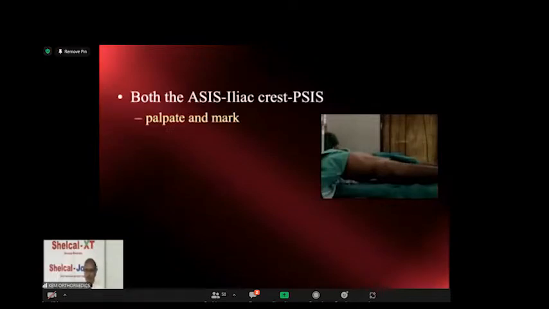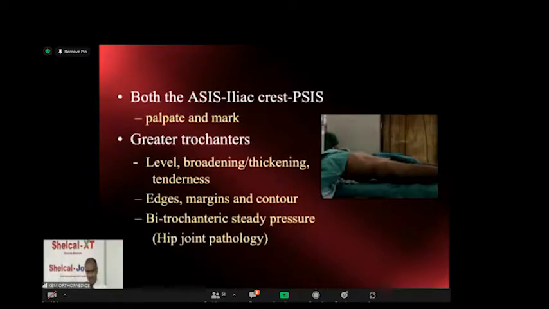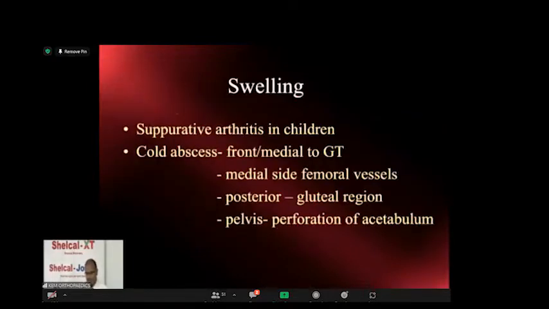Next, you palpate and mark. After palpating the anterior joint line, you go gradually laterally: the anterosuperior spine, iliac crest, posterosuperior spine, in a particular order, then come down to the greater trochanter. Palpate and mark all of these for any tenderness, thickness of the bones, or irregularity, because there is a possibility of osteomyelitis affecting the ilium also. Then you come to the greater trochanter. What is the level of the tip of the greater trochanter? Whether there is broadening, thickening, then edges, bitrochanteric pressure, all these things you tell in palpation.